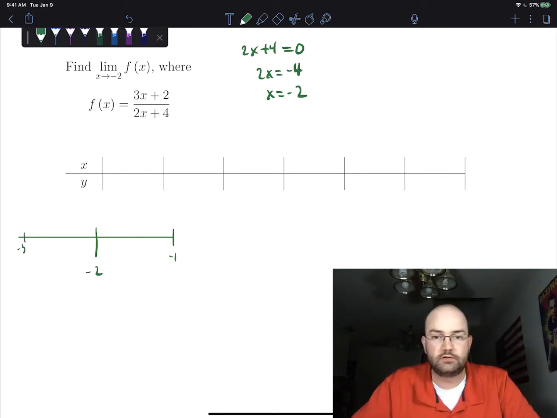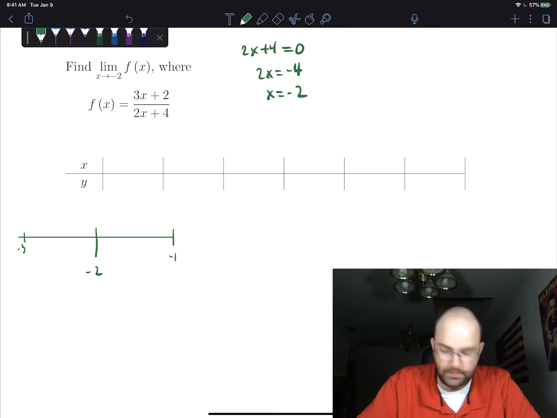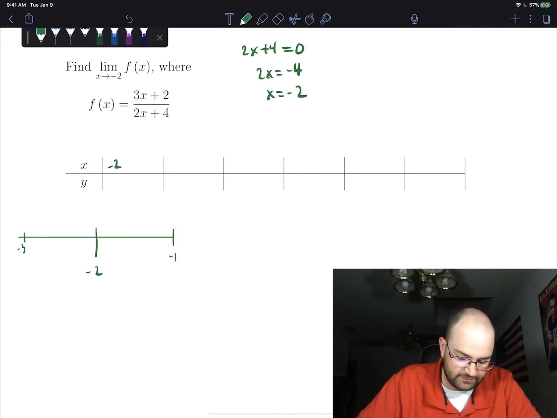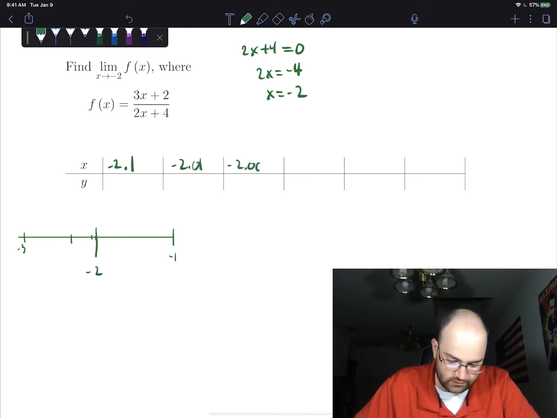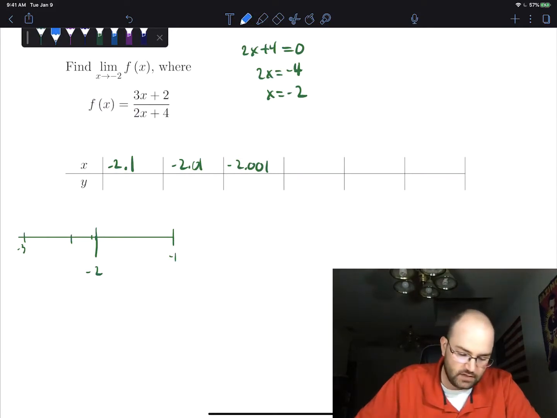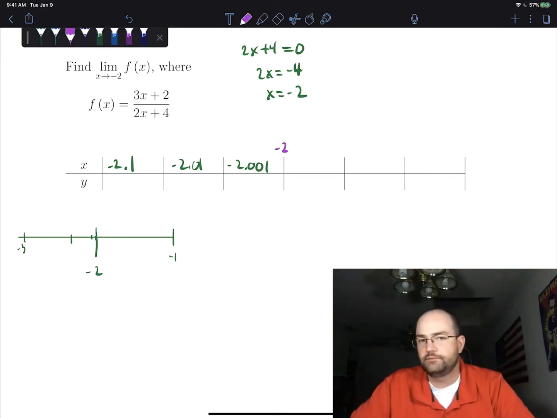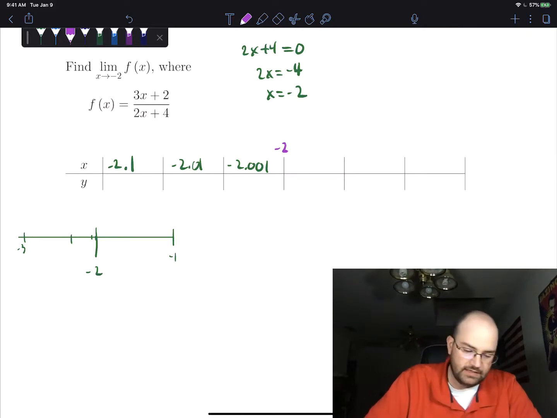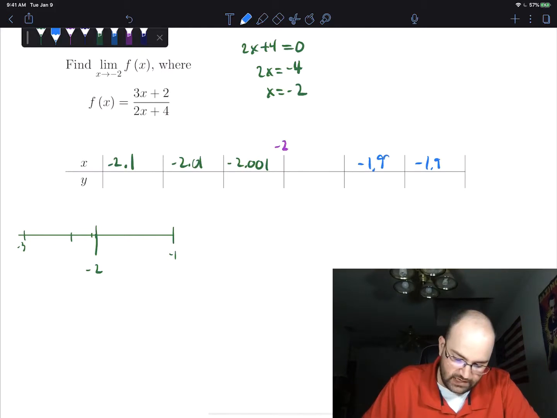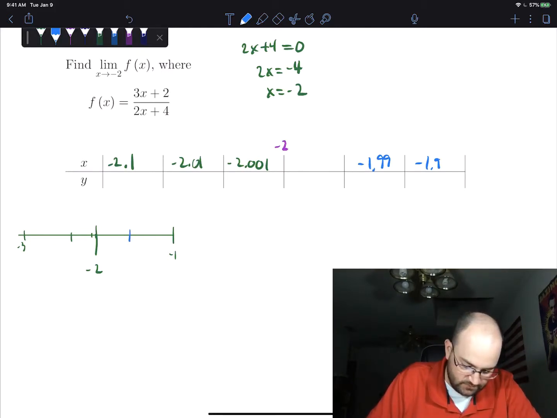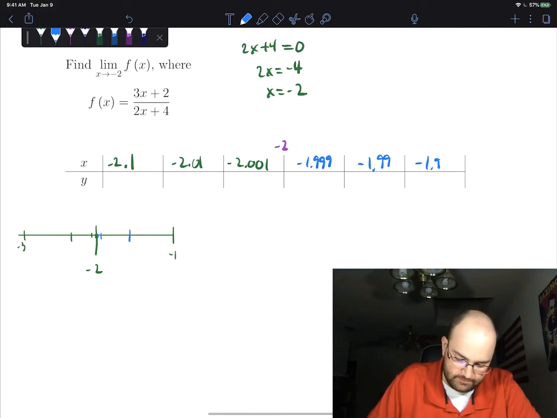When we're to the left of -2, the numbers we might use would be -2.1, then -2.01, and then -2.001. That helps us approach -2 from the left-hand side. Now let's do that from the right-hand side. Let's say -1.9, -1.99, and -1.999.